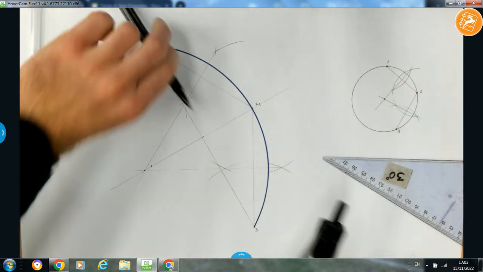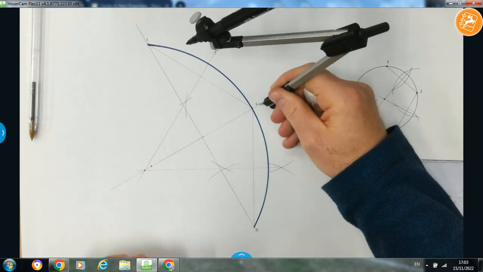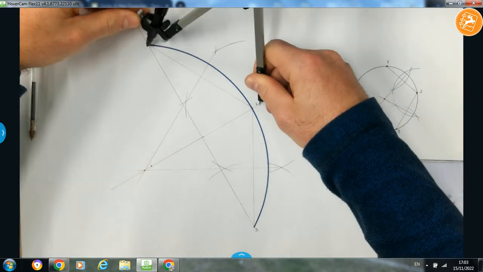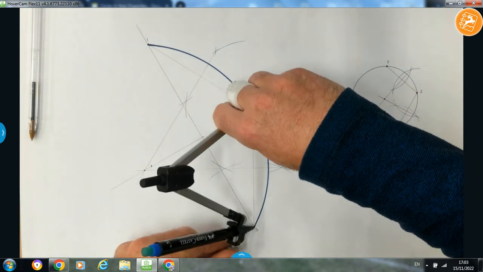Now, using that as the center, I'm then going to set up my radius. So, with this as my center, I'm now going to put it up to here. I just want to check that it goes through it. Yeah, I'm happy. And I'm happy. So watch this.